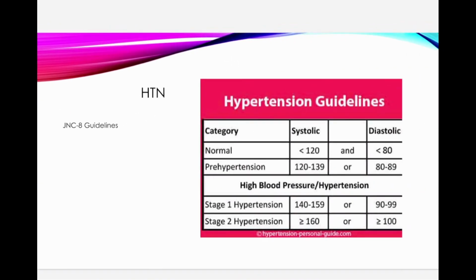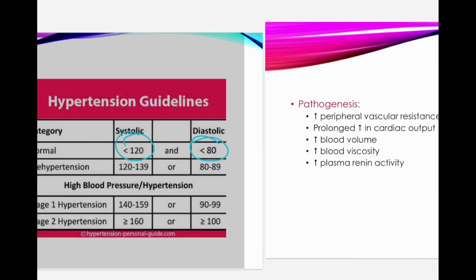Here are the guidelines. You don't need to know them from my class, just know there are guidelines. You'll get them in cardio and other classes as well. But normal blood pressure is 120 over 80. Just know that one for now, 120 over 80, and it goes from there. Obviously, the higher you are, the greater the stages.